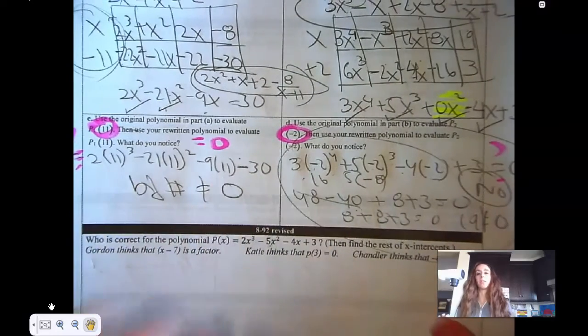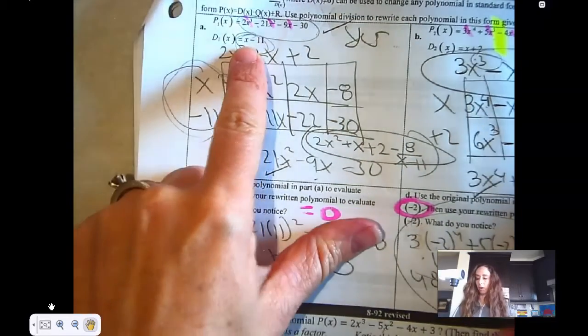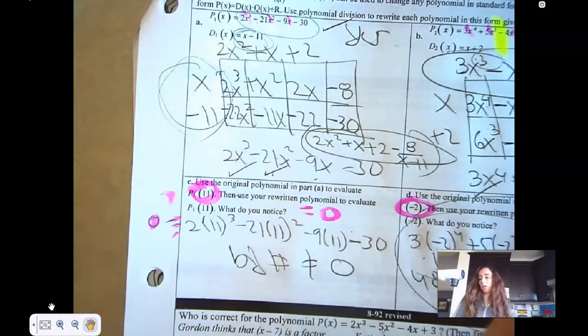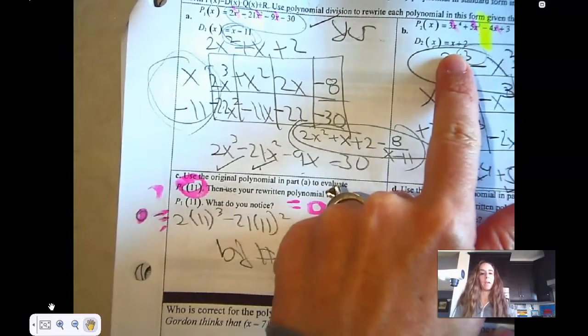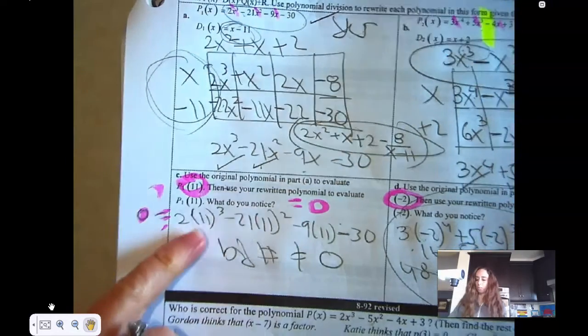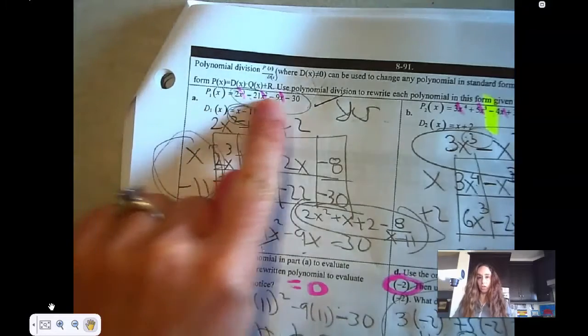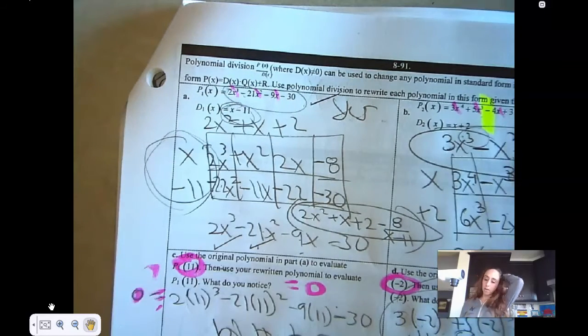These two things are called synthetic substitution. What I know is that I'm trying to find out if this is a 0. So if I set this equal to 0, will it cross the x-axis at 11? Will it cross the x-axis at -2? There's something called synthetic substitution. I could plug 11 into my original equation and I should be able to get 0. If I get 0, then yes, it is a 0. If I don't get 0, then it's not.